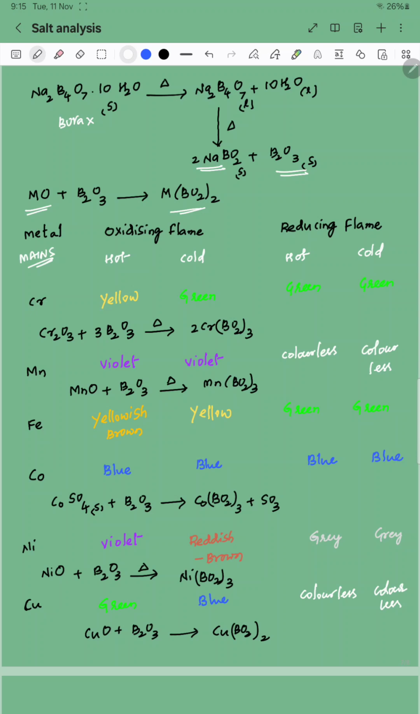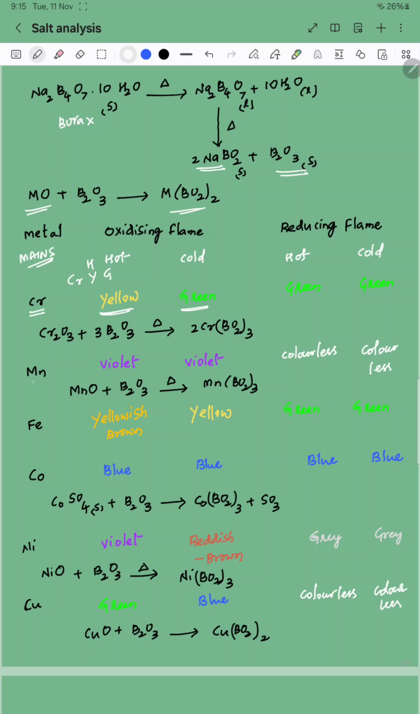Chromium is present, student: chromium yellow in hot condition, green color in cold condition. You can remember it, student, as CrHYG. Oxidizing flame, hot condition only, yellow. In the remaining cold conditions, oxidizing flame and reducing flame, both cases green. So remember, student, CrHYG: H for hot, Y for yellow, G for green, for the reducing flame as well as the oxidizing flame in cold condition.